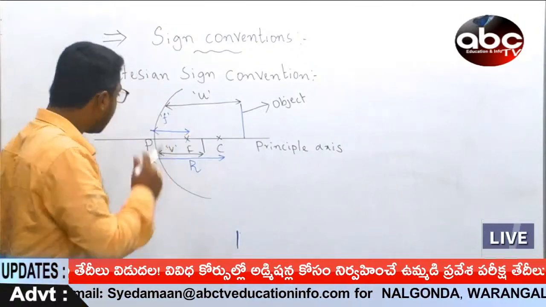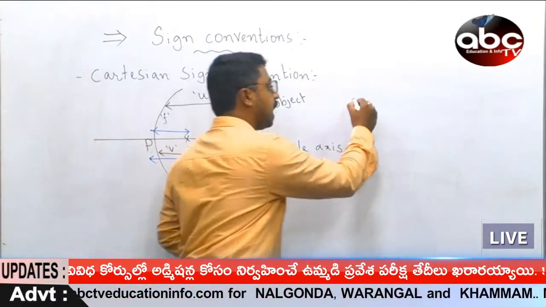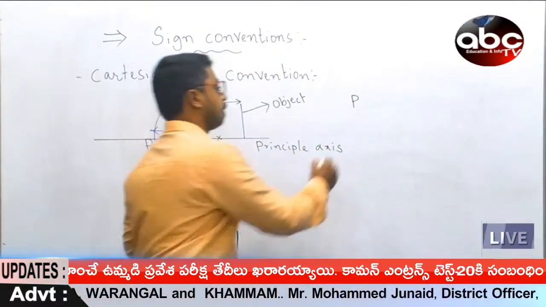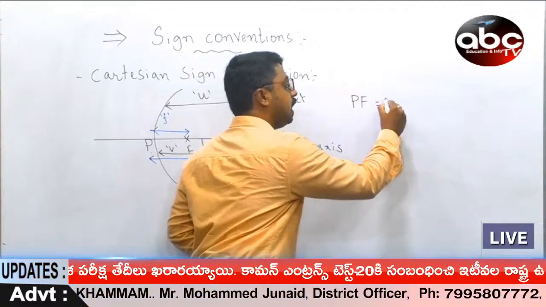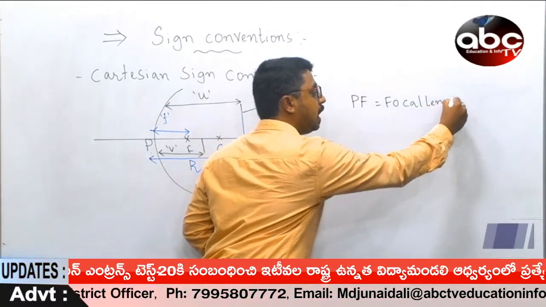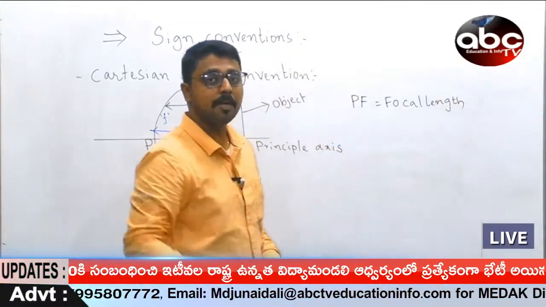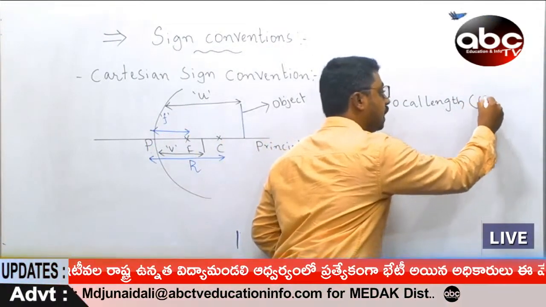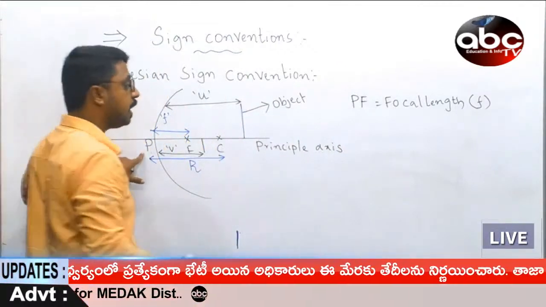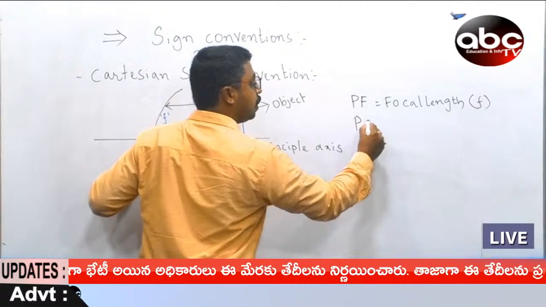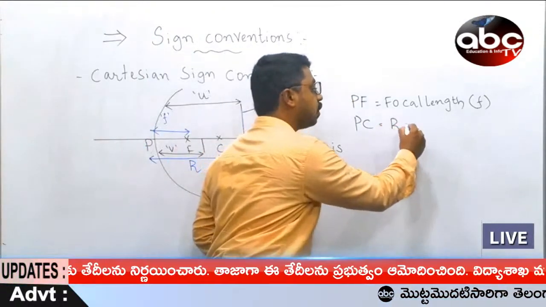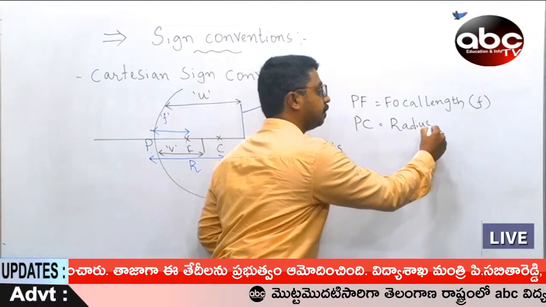So let us understand a few terms from the diagram. P to F is referred to as the focal length. It is denoted as small f. Whereas the distance between P to C is called the radius of curvature.